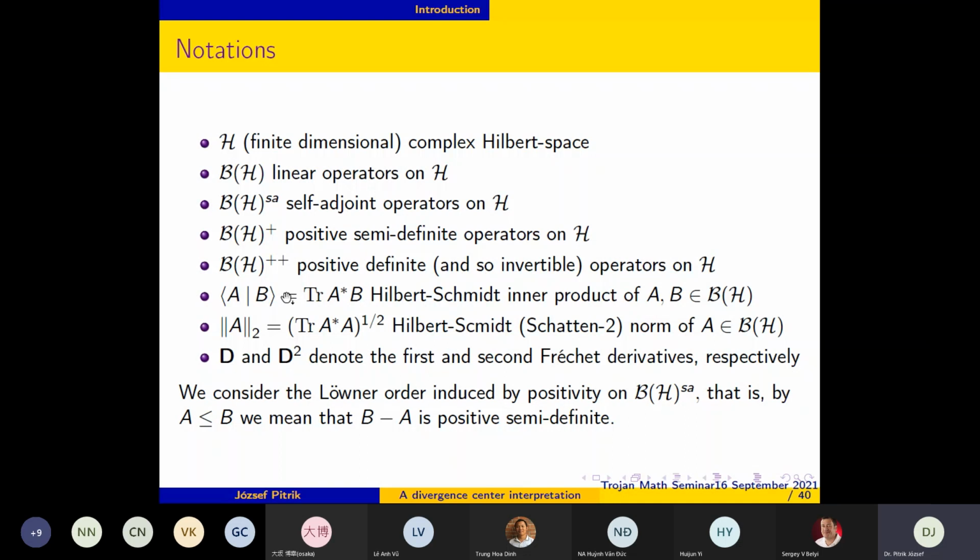B(H) can be equipped with the Hilbert-Schmidt inner product, which induces a norm in a natural way. This is the Hilbert-Schmidt or Schatten 2-norm. By these, B(H) becomes a Euclidean space. D and D squared denote the first and second Fréchet derivative respectively. And in all my talk, we consider the Loewner order, which induces the positivity on the bounded self-adjoint operators. That is, A less than or equal to B means that B minus A is a positive semi-definite matrix or operator.